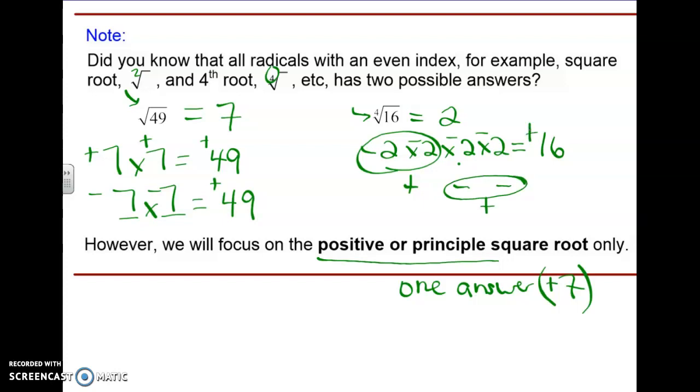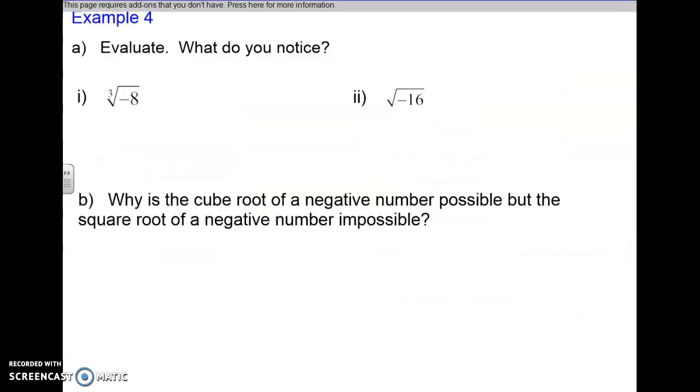So while the fourth root of 16 is both 2 and negative 2, we're looking at only the principal square root, so we're going to say the final answer is 2. Keep in mind that there are 2 possible answers, and there are some circumstances later on that we'll look at where we could consider both of them.